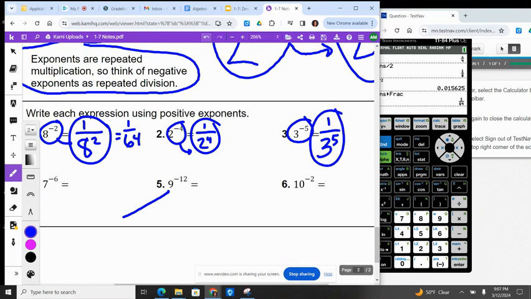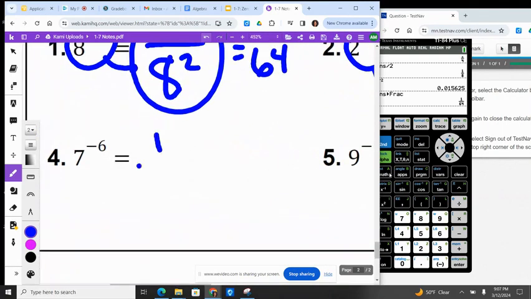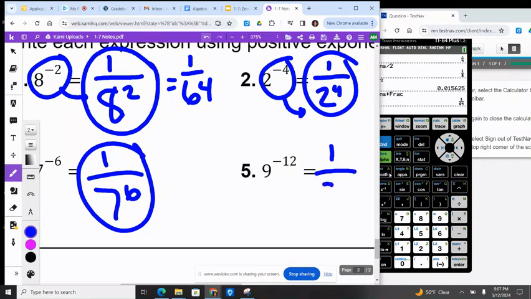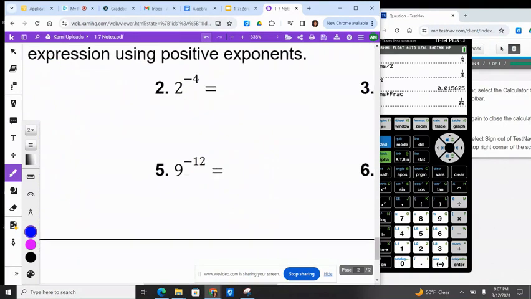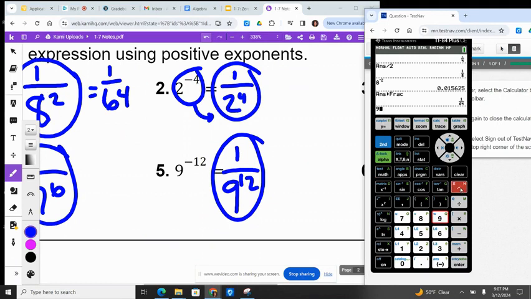Okay, let me go back. 7 to the negative 6th becomes 1 over 7 to the 6th. You get the idea. So 1 over 9 to the 12th. Remember, you can always use your calculator to prove it. For example, 1 over 9 to the 12th. 9 to the 12th is, okay. Ooh, this is a good example.